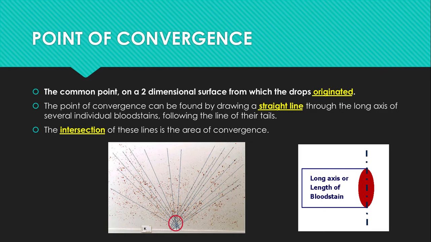So we can see on the right-hand picture, we have the blood drop, and you can see where the long axis is along the length of it. So we draw the line. And then when we have multiple blood drops, we draw multiple lines, and you can see that they're all converging at one spot. They might not all cross at one specific spot, but they're all coming to a certain area or certain point. So that circled area at the bottom is your area of convergence.